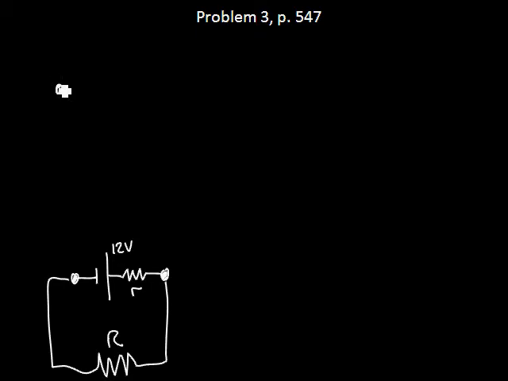If we just look at the battery by itself, not in a closed circuit, with no current flowing, we're going to measure 12 volts. This is going to be 0 volts. And this is going to be 12 volts.